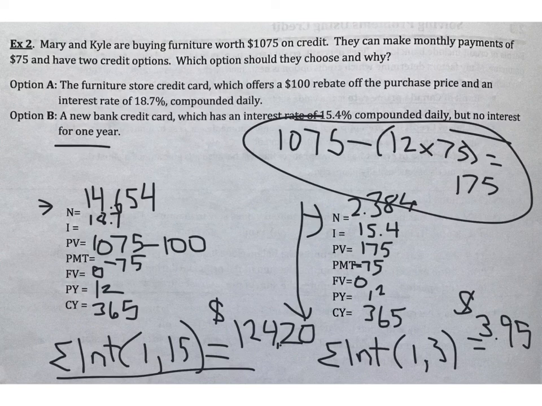What you also need to take into account is with this first one, you also save that $100. So that really should be deducted off of your interest because the whole cost of the item was $100 less as well. So if you deduct that $100 off, option A still has $24 of interest compared to $395. So your answer of which option should you choose? I would say I would choose option B because you're paying less interest.